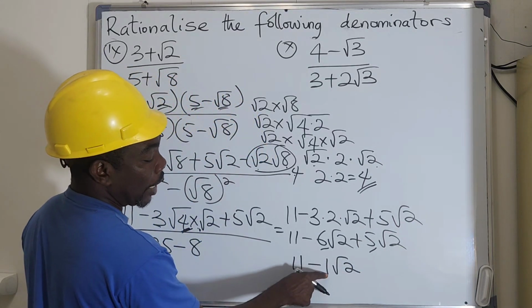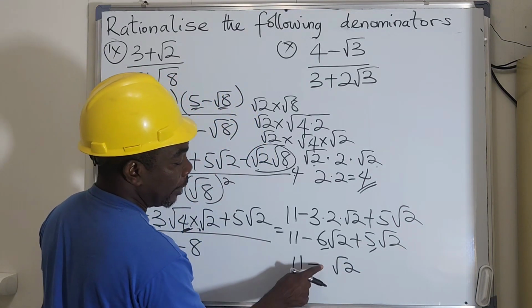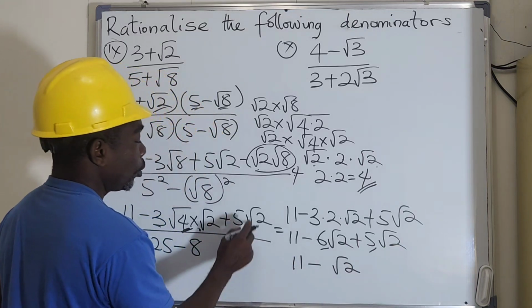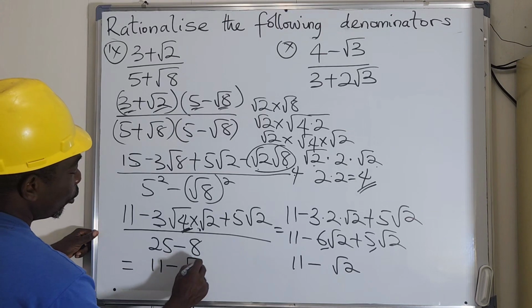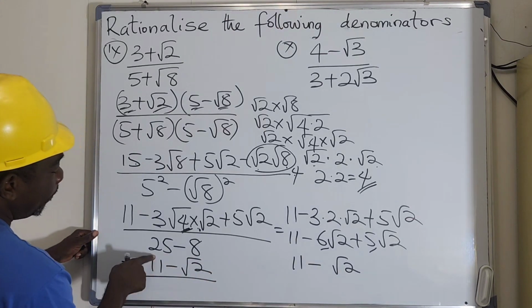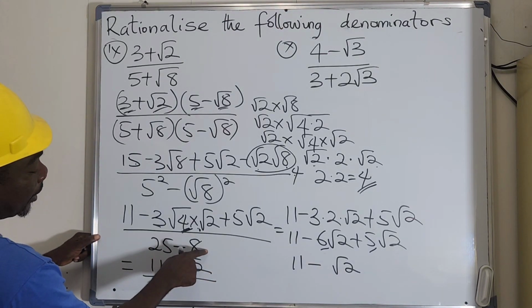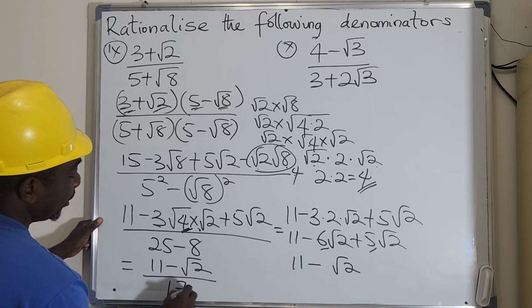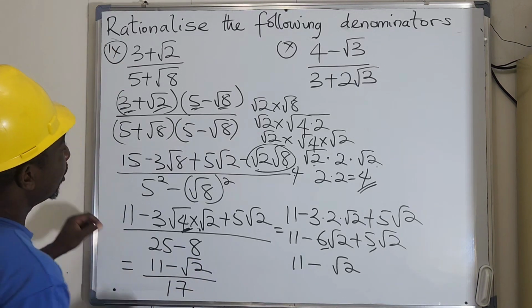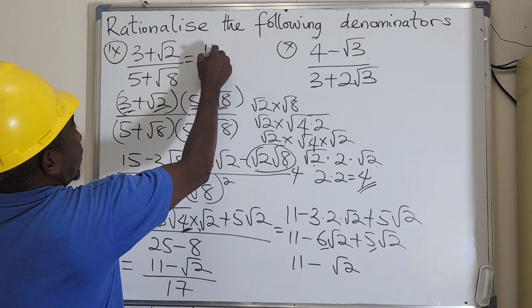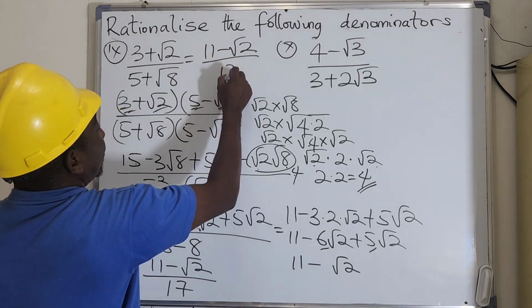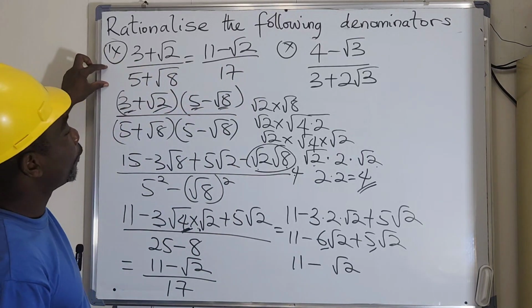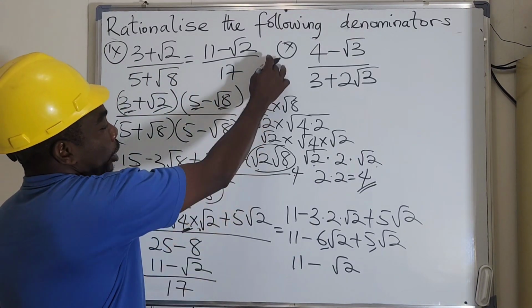In this case, we cannot write minus 1, so it's going to be 11 minus root 2. So here we have 11 minus root 2 all over 25 minus 8, which gives us 17. So the answer to this question is 11 minus root 2 all over 17. That is the answer for number 9. So we have number 10.